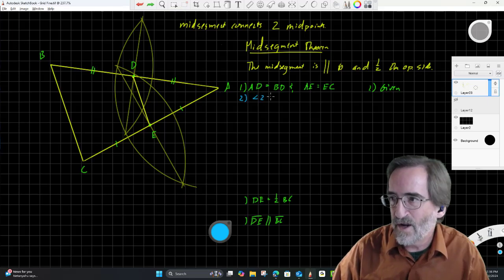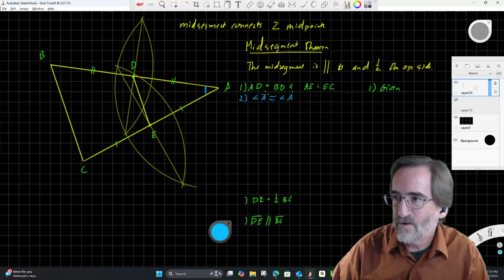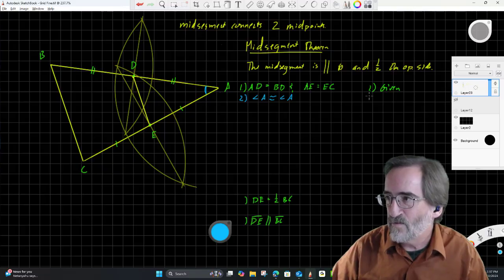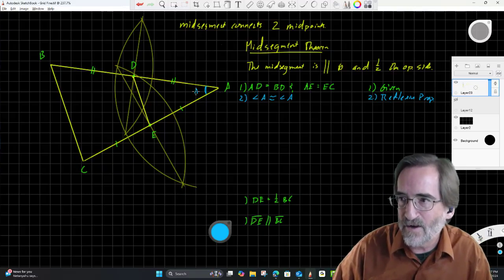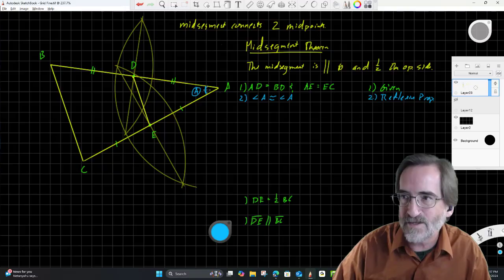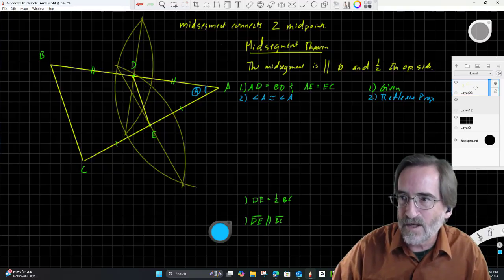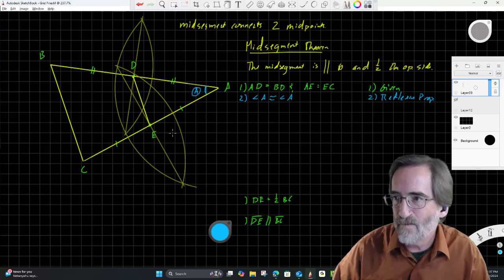Angle A is congruent to angle A. Angle A is congruent to itself, and that is the reflexive property of congruence. Anything's congruent to itself. So I've got an angle congruent to an angle, and this angle is shared in triangle ADE and triangle ABC. Okay? All right.